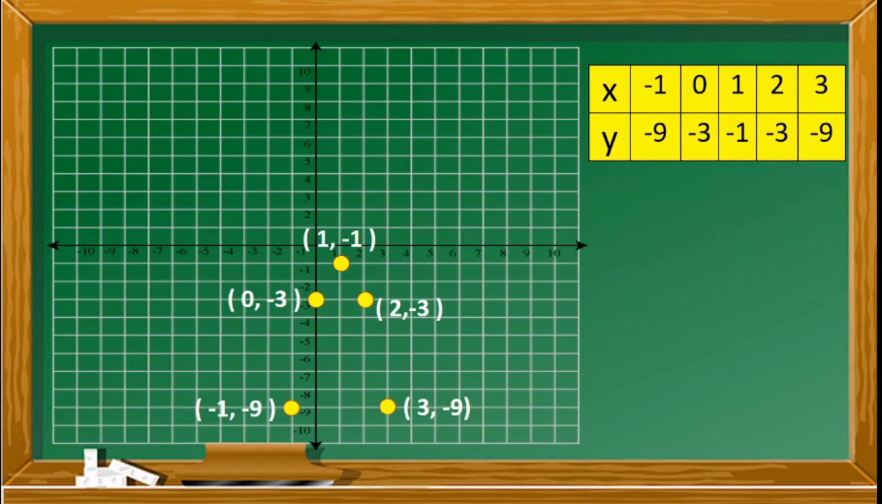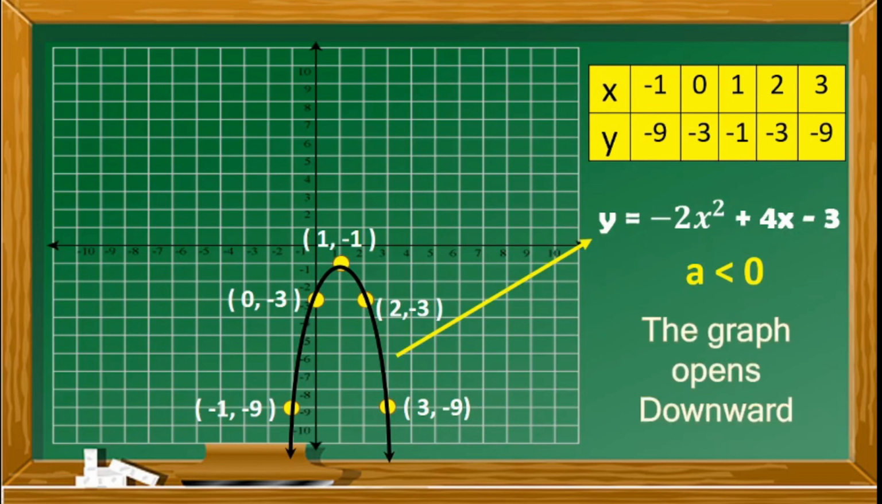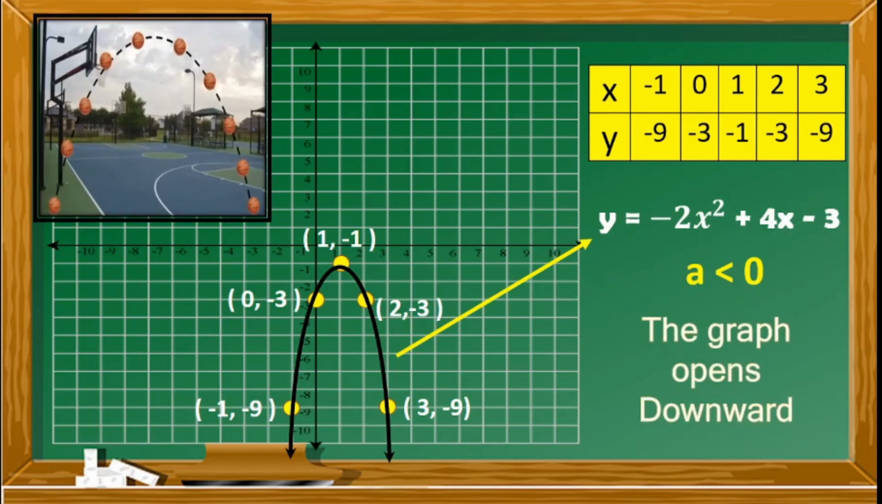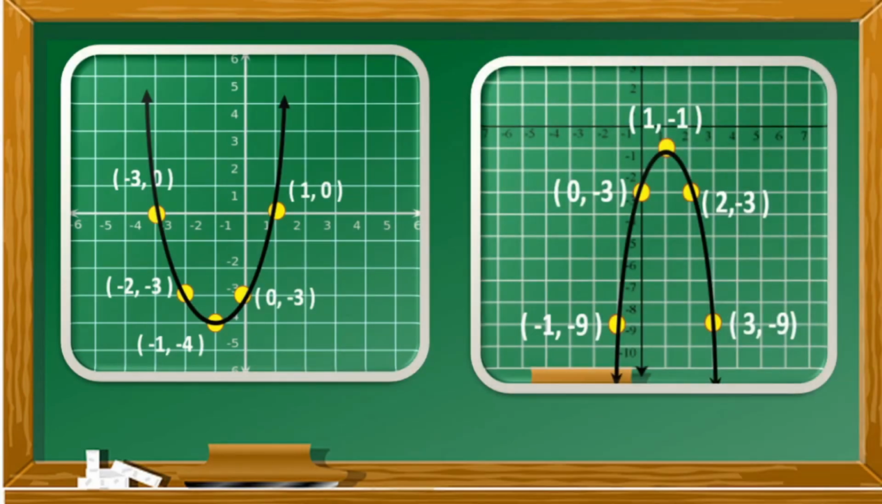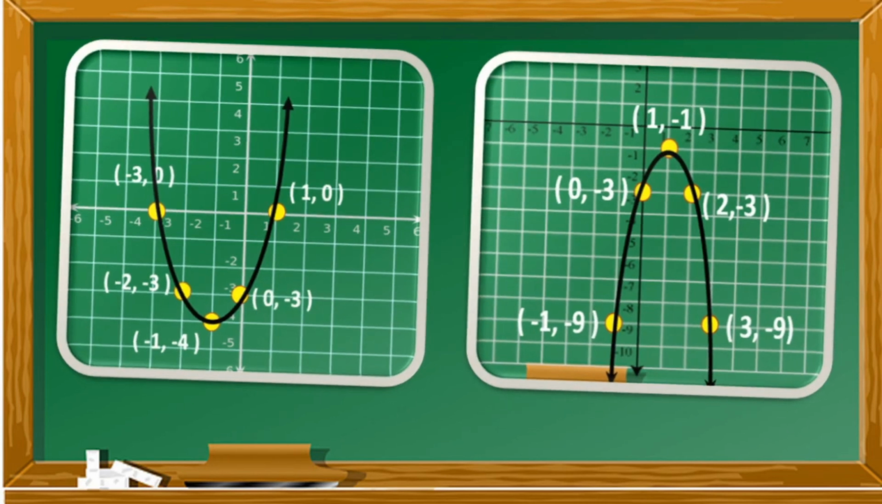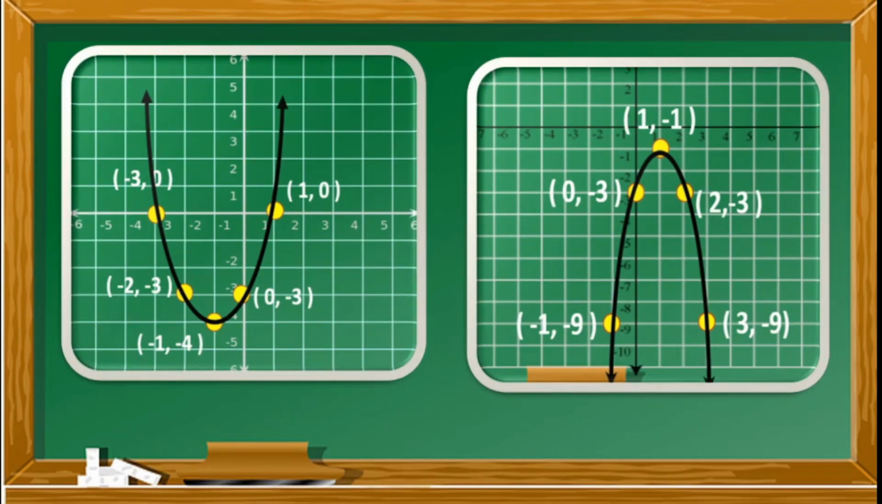Let us connect these points using a smooth curve. See, it's a parabola. This is the graph of the quadratic function y is equal to -2x squared plus 4x minus 3, where a is less than 0 and the graph opens downward. As I've said earlier, there is a quadratic function in throwing a ball. Can you tell me the difference between the graphs of these two quadratic functions? You're right. As you can see, the two graphs have different openings. The first opens upward, while the second opens downward.